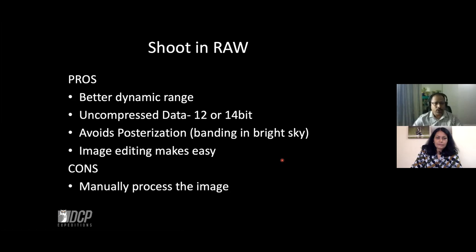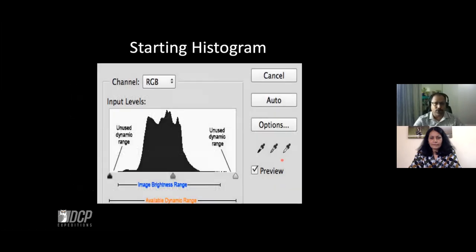Okay. The only con of shooting in raw is you have to edit your image. Now you can't just post your raw image like that on your social media. You have to process that image. You have to convert your raw file into a JPEG or a TIFF or a PSD, and then probably you can put it on your social media.